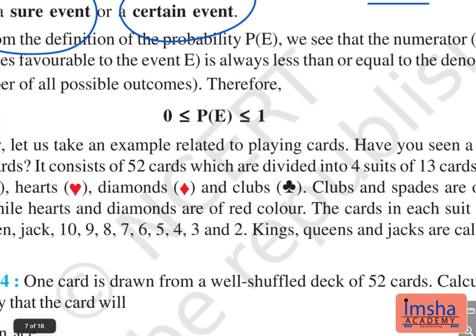So see here, 0 is always less than or equal to P of E, which is less than or equal to 1. It means the probability of an event happening is always greater than or equal to 0 and less than or equal to 1. As I said before, it should be less than 1 but greater than 0.